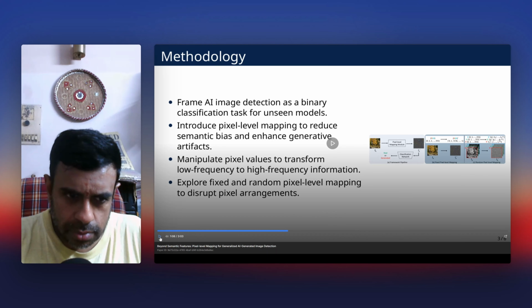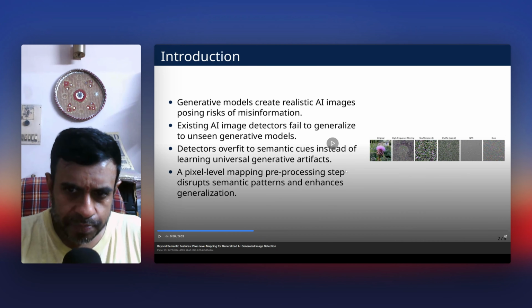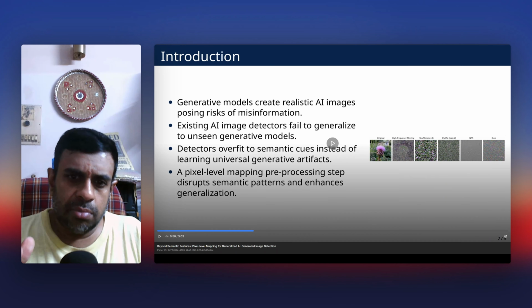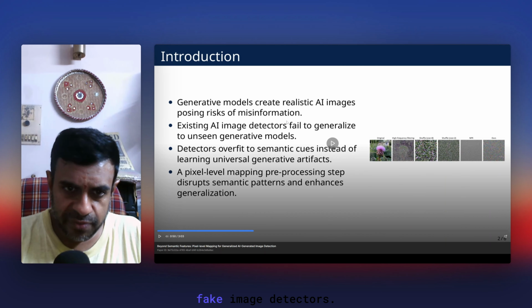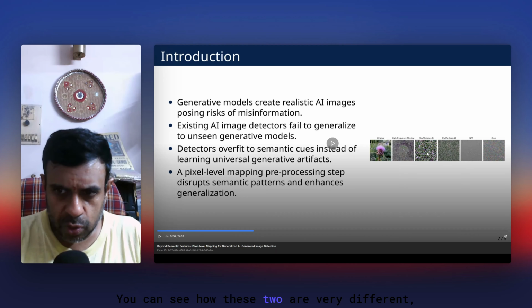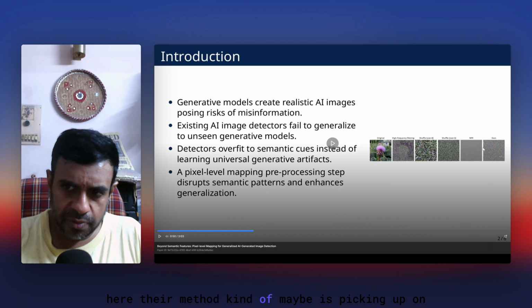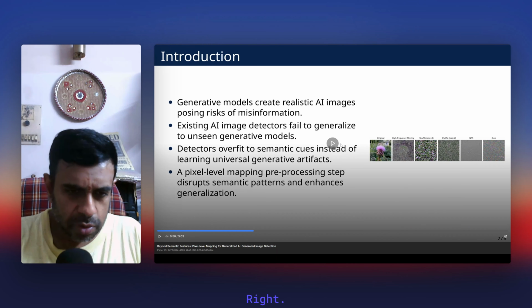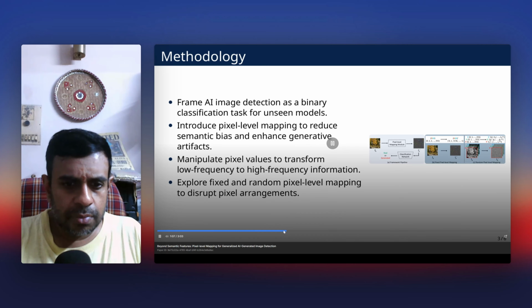generative architectures. So let me pause here, and if we go back and play the previous slide. So what we see here is, can it generalize on unseen generative models? Can AI image detectors, fake image detectors, right? So, for example, I think here they have a high frequency filtering and then some shuffling. You can see how these two are very different, the detectors, whereas here their method maybe is picking up on some better cues, right? And then if we go further down, I think, same generative architectures.